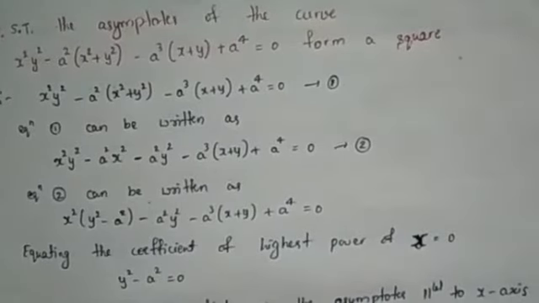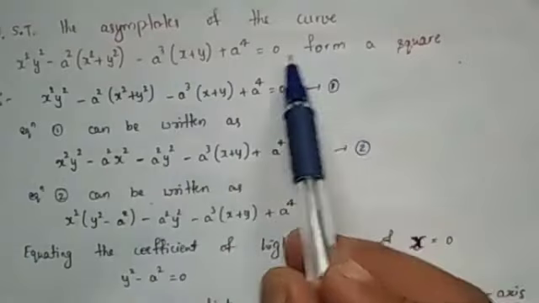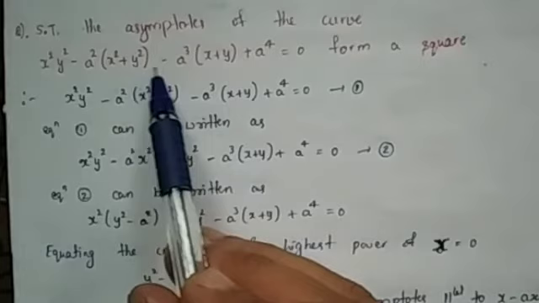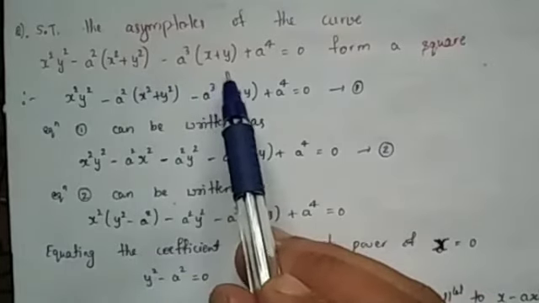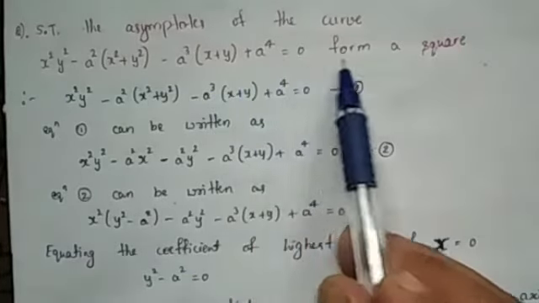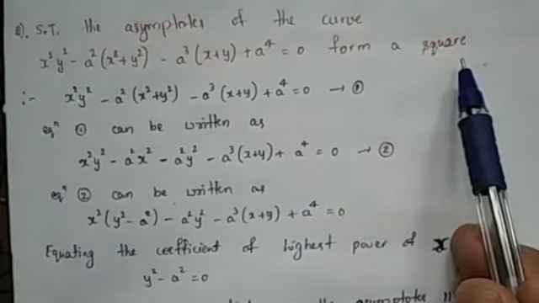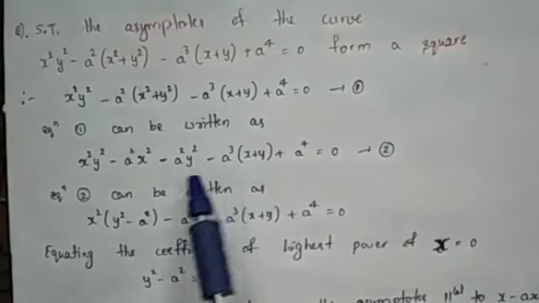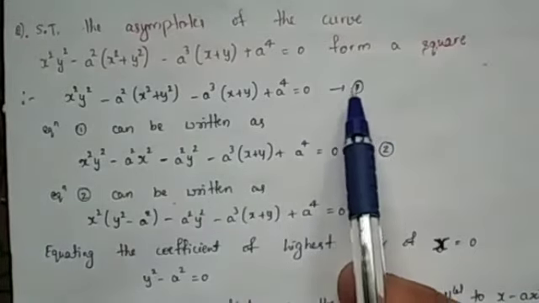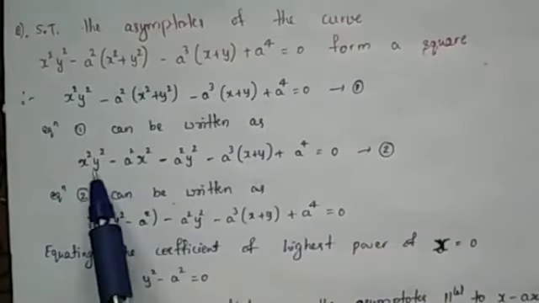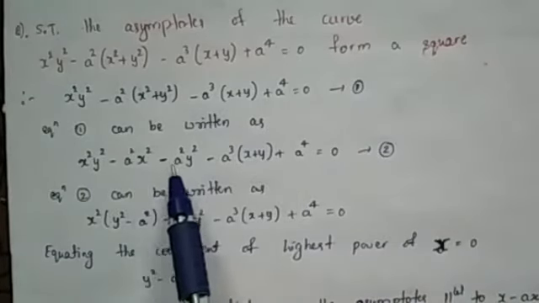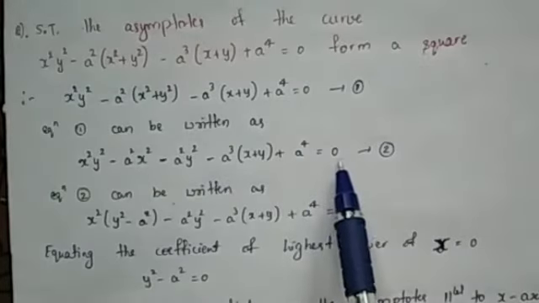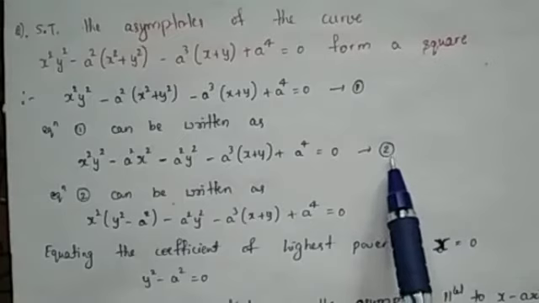In problem, show that the asymptotes of the curve x square y square minus a square of x square plus y square minus a cube into x plus y plus a power 4 which is equal to 0 form a square. First we write down the given equation of the curve, then you call it as equation 1. Equation 1 can be written as x square y square minus a square x square minus a square y square minus a cube of x plus y plus a power 4 is equal to 0. You call it as equation 2.